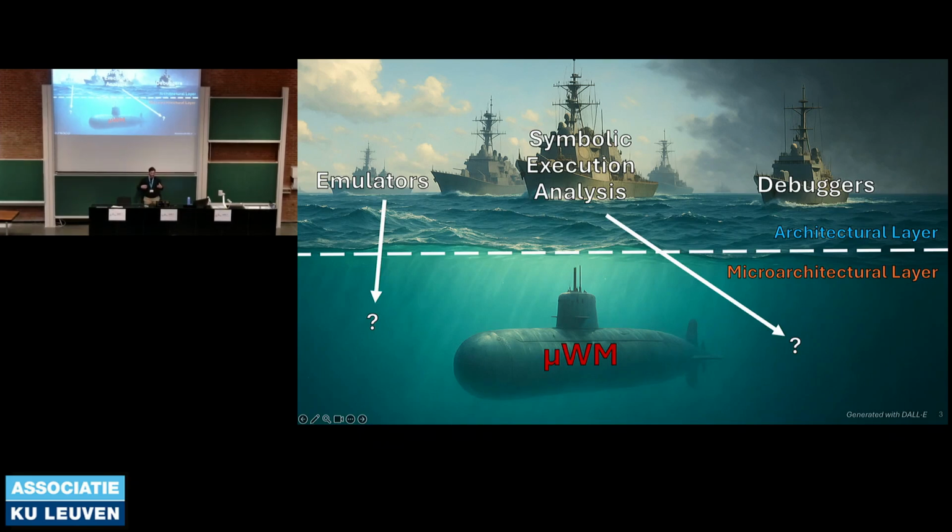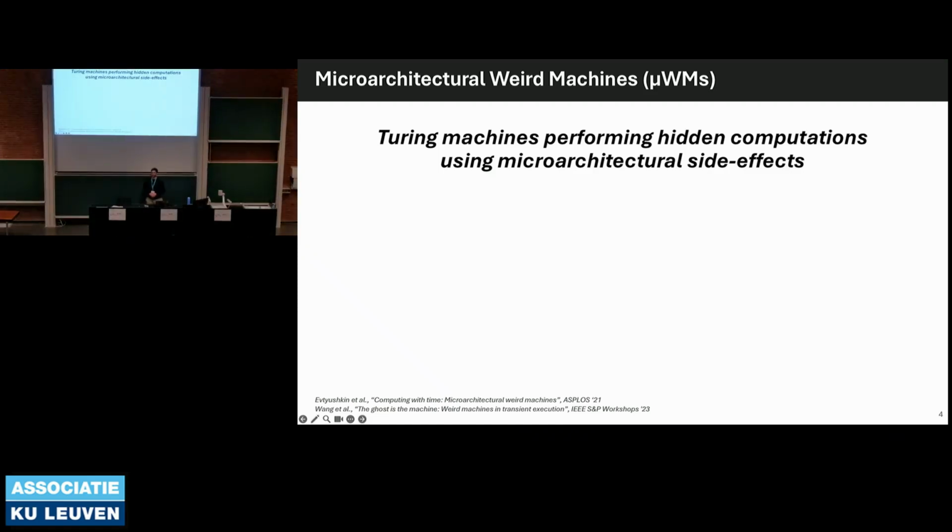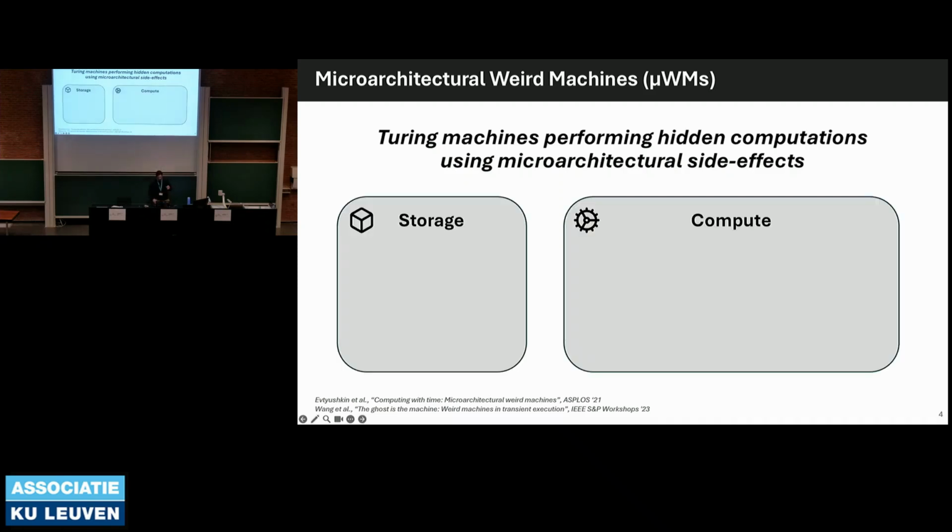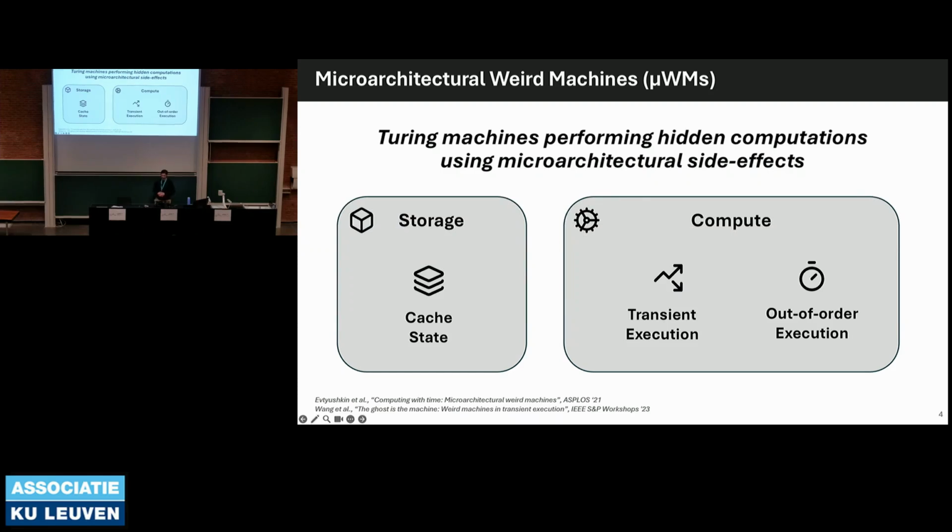Now, what is it exactly that makes the submarine so scary? Why are microarchitectural weird machines dangerous? Well, microarchitectural weird machines are essentially Turing machines performing hidden computations using microarchitectural side effects. That's a mouthful, but because they're Turing machines, we can reason about them using two components, storage and compute. These Turing machines are implemented using microarchitectural side effects. Specifically, they use the cache state for storage, and they use transient execution and out-of-order execution for compute.